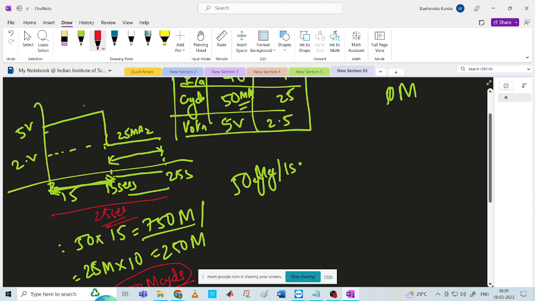Now to the user, what matters is the total amount of energy consumed in these 25 seconds. So you calculate and you see how much energy it has consumed. If it is less or more than the previous design, accordingly you choose. That's all.